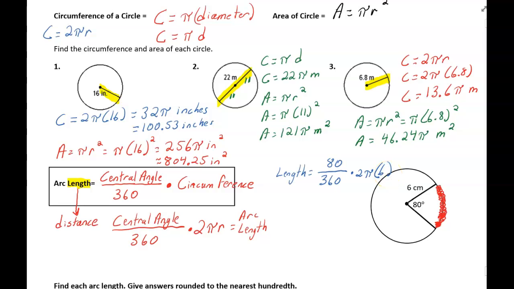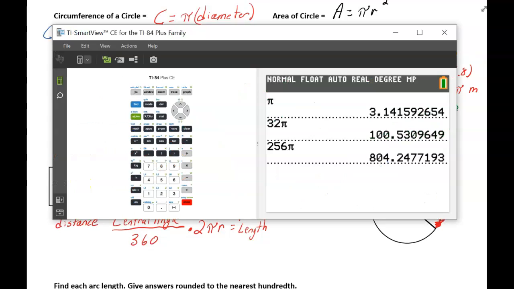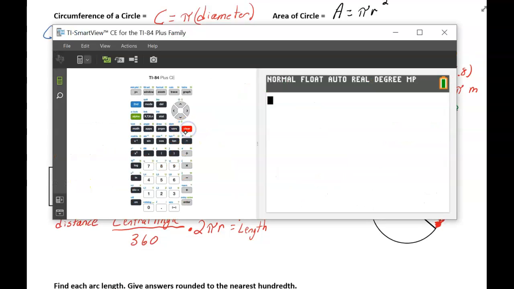So when I use my calculator and I multiply 80 divided by 360 times 2 times 6, I get 2.6 repeating. So we're going to put that little bar. And then I need to say pi, and the unit would be centimeters. Let me show you how to do that on your calculator. So on your calculator for that problem, you would say 80 divided by 360 times 2 times pi. And notice, oops, I have a typo there.